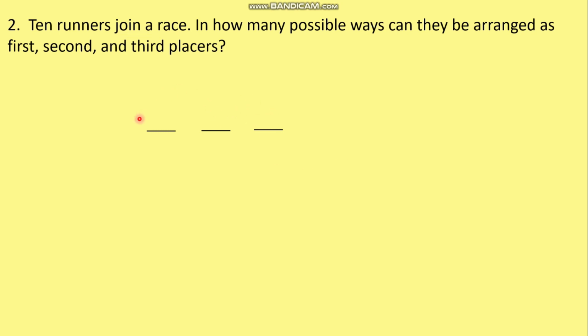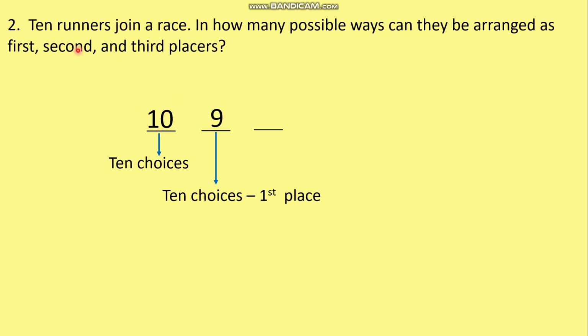So, sa first place natin, meron tayo ditong 10 choices kasi meron tayong 10 runners. So, pwedeng isa sa 10 ito yung maging first placer. Now, para sa second place naman, meron na lang tayong 9. Kasi, out of 10 runners, yung isa dito, nilagay na natin sa first place. So, minus 1, kaya 9 na lang. Sa third place naman, 8 na lang siya.